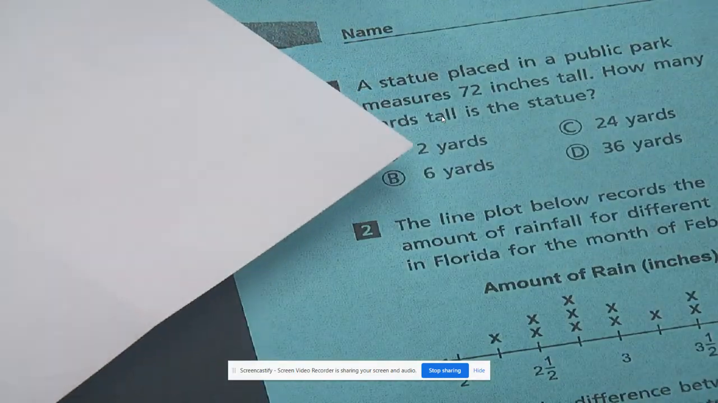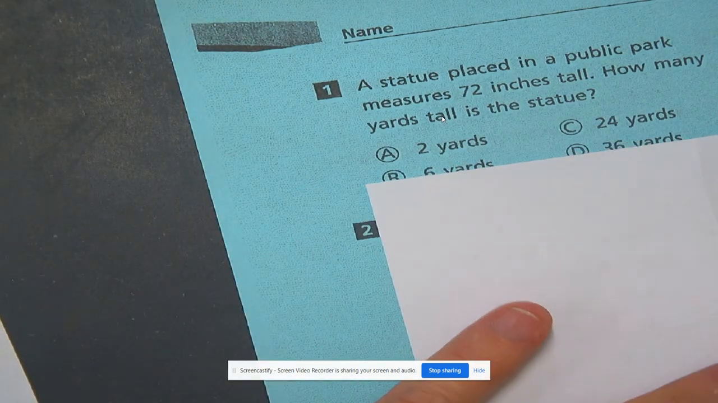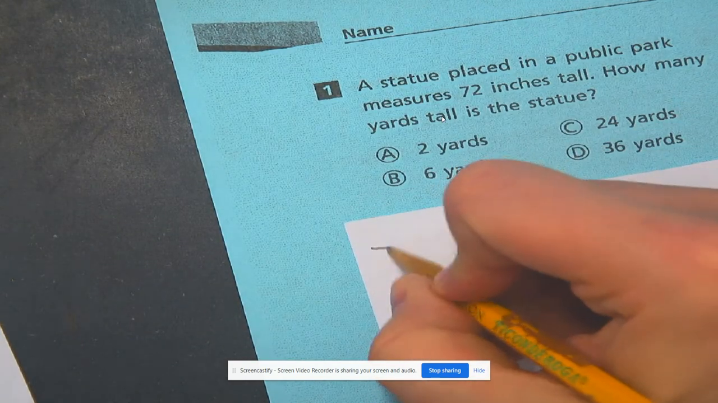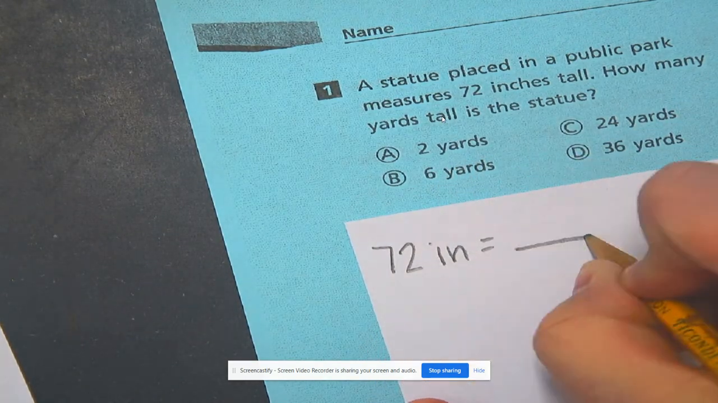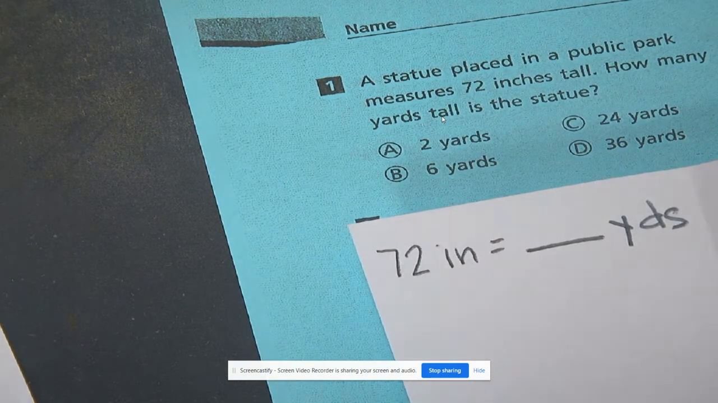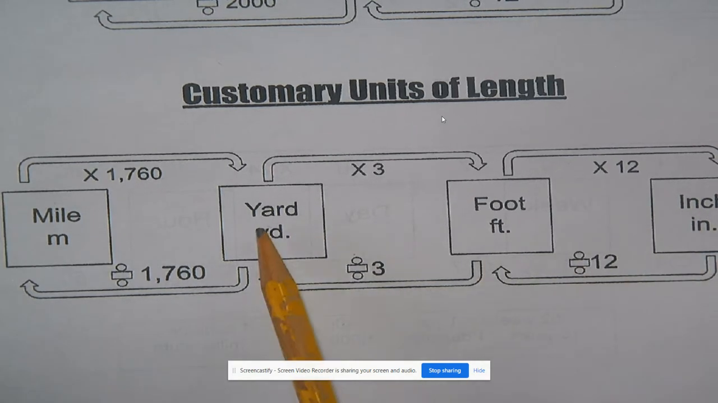A statue placed in a public park measures 72 inches tall. How many yards tall is the statue? Okay, so what do we need to convert? Okay, 72 inches equals how many yards? Good. So we're looking at units of length. How do I go from inches to yards?